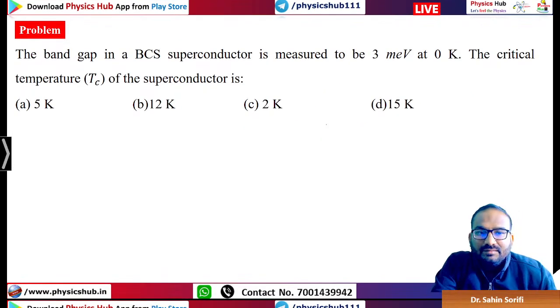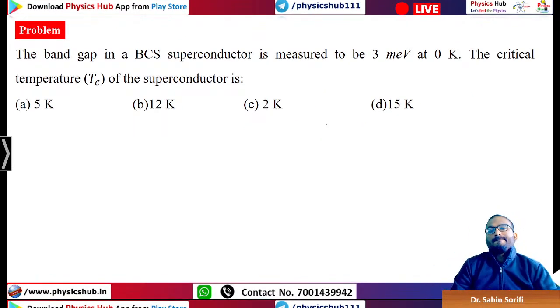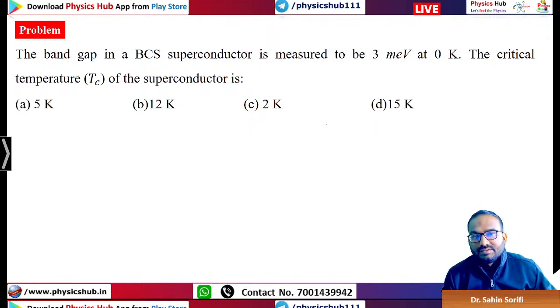Look, the band gap in a BCS superconductor is measured to be 3 millielectron volt at 0 Kelvin. The critical temperature of the superconductor is? Can you do it?